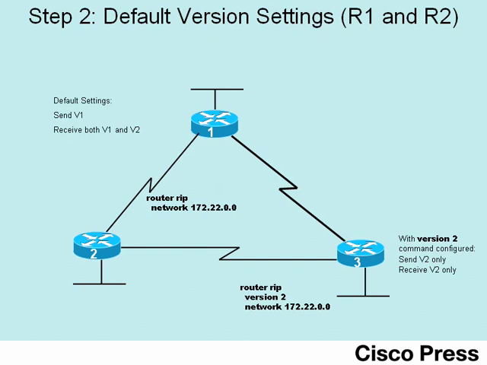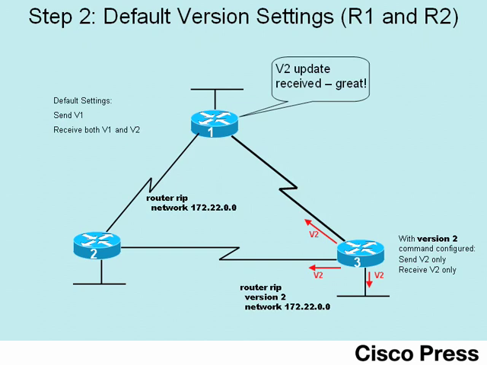Next, let's consider what's been happening in this network at step 1, with router 1 and 2 using default version settings, and router 3 configured for version 2. Router 3 sends only version 2 updates, not version 1 updates, but because R1 and R2 are willing to receive and process version 2 updates, they receive the updates, process them, and they learn routes, just like we saw earlier in this video.